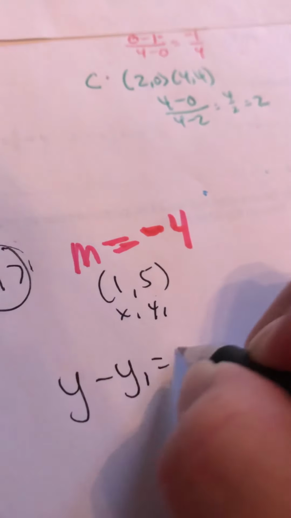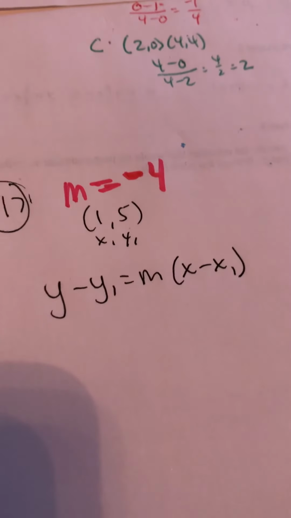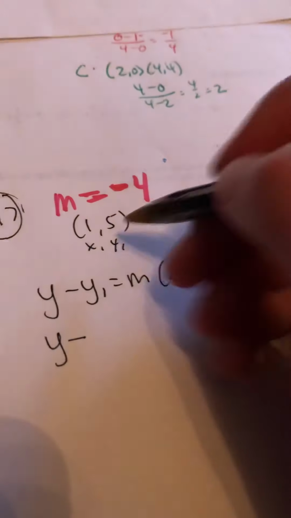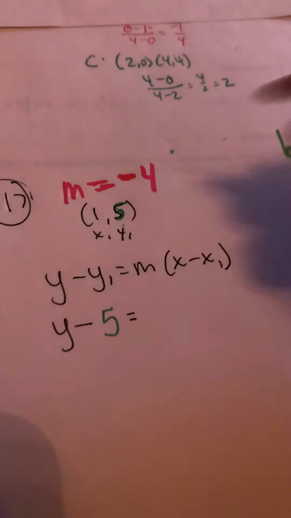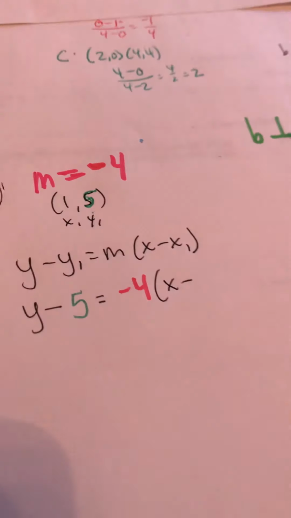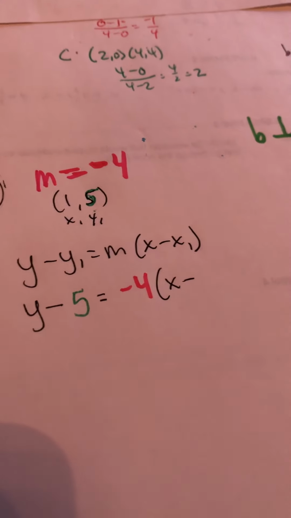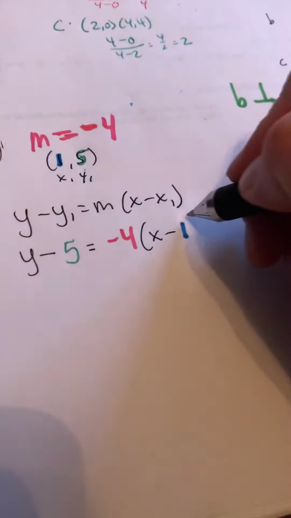Okay, here's the equation. Y minus y1 equals m times x minus x1. Wow, that's challenging. So what we're going to do is we're going to put in this y1, 5. We're going to put that right here. Equals my slope, that negative 4. And then I have x minus this x1. Let me get a different color so we can see it right here. 1. Okay, so let's just review this.